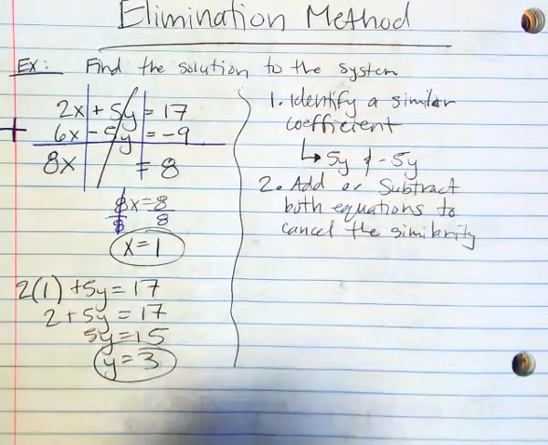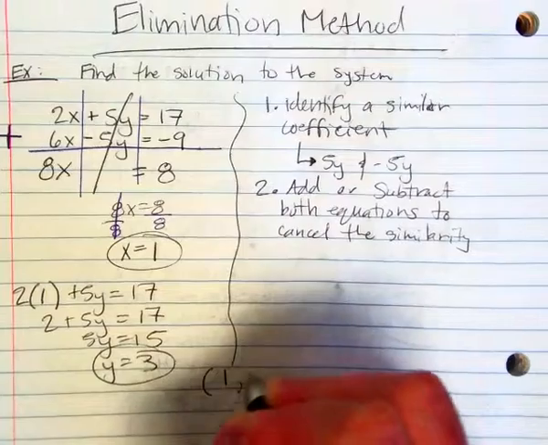I have my two numbers. So my final answer, x comma y, 1 comma 3.